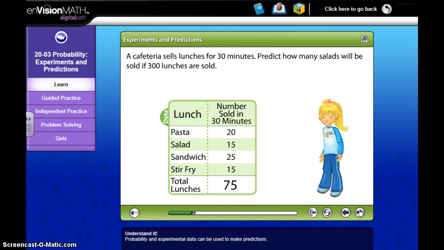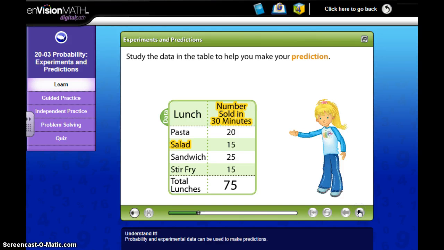So if this cafeteria sells lunches for 30 minutes, how many salads do you think they would make and sell if instead of 75 lunches, it was 300 lunches? Do you think that the salad numbers would go up or down? Up. Okay, so what do you think we're going to do here?